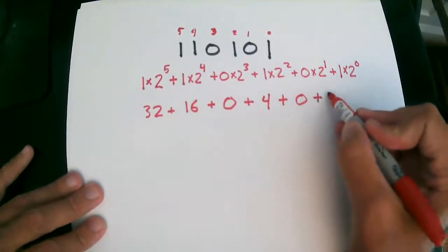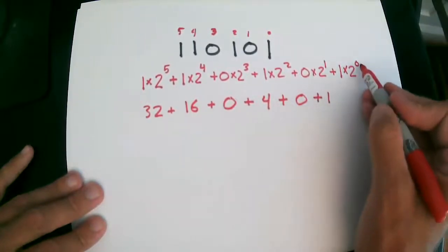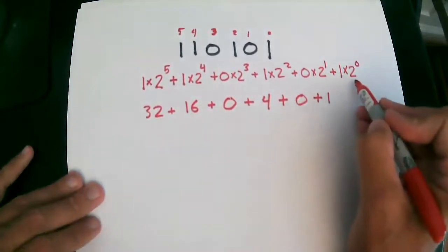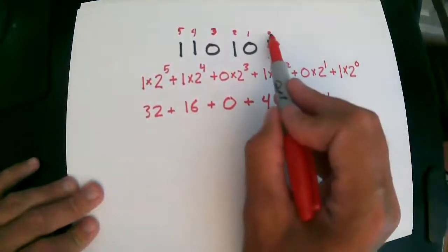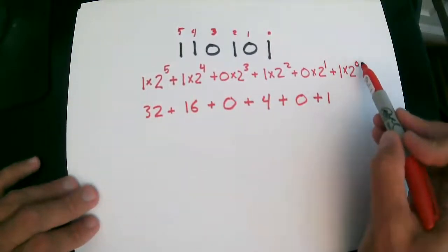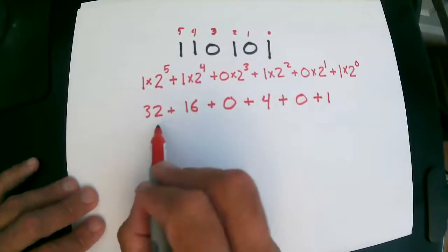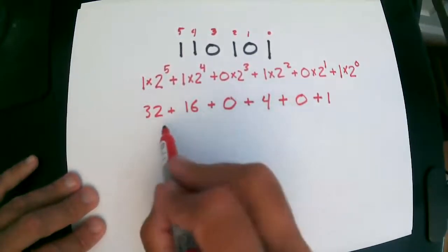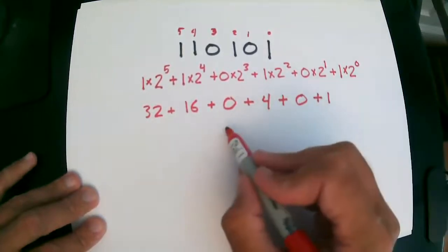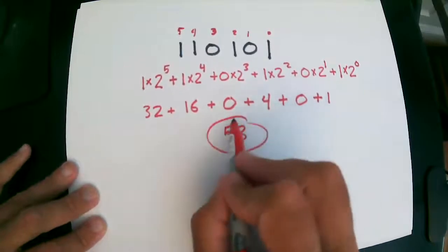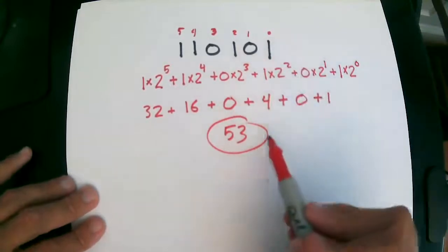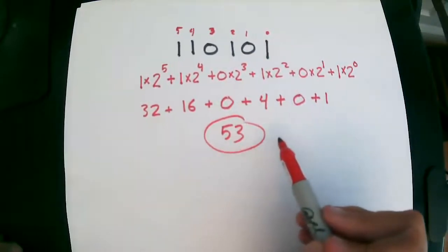And then I've got 2 to the 0th, which is 1, right, times 1, which is 1. If you're going to make a mistake in here, there are two mistakes that happen. One is forgetting that you start counting your place value at 0, and the other is forgetting that anything to the 0th power is 1. All right, so I can just add these numbers up now. 32 plus 16 is 48, plus 4 is 52, plus 1 more is 53, right? So 110101 would be the binary representation of the decimal number 53.